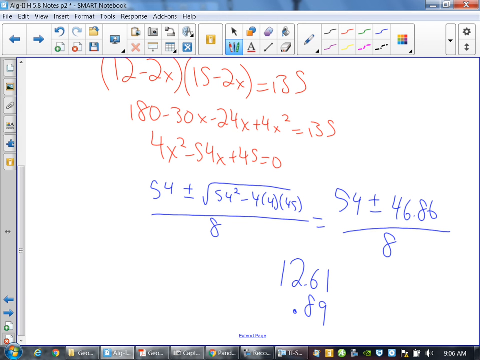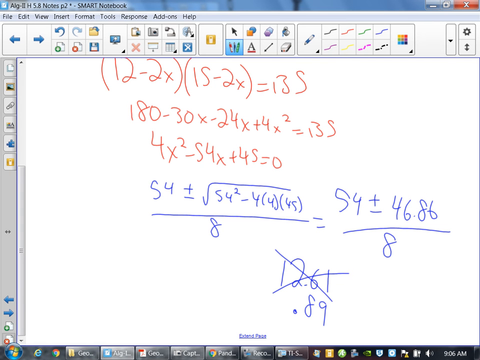Which one of those do I have to throw out? Think about it. What's the width of the wall? 12. I can't have a border bigger than the wall, can I? So I have to throw that one out. So my answer would have been, I think the question asked you to round to the nearest tenth, so it would be 0.9 meters. Now, if I did this in the calculator, yeah, trap.